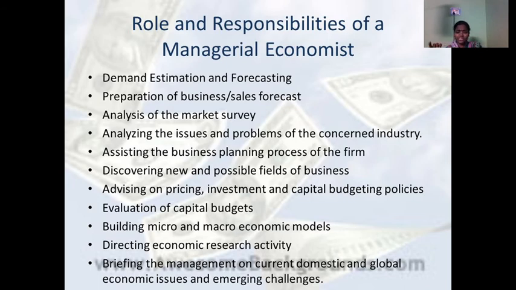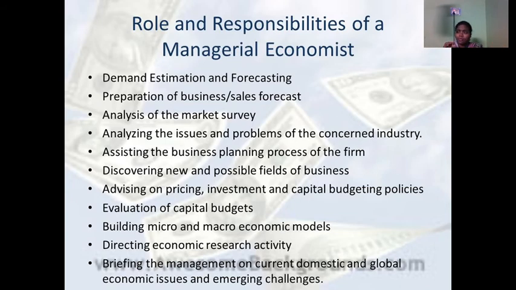advising on pricing, investment and capital budgeting policies. Only the economist knows the current situation and scenario. If any two countries are at war, or any two countries are having an economic crisis, at that time the economist has full knowledge about the environment, the political situation, the climatic condition. What do they have to do?